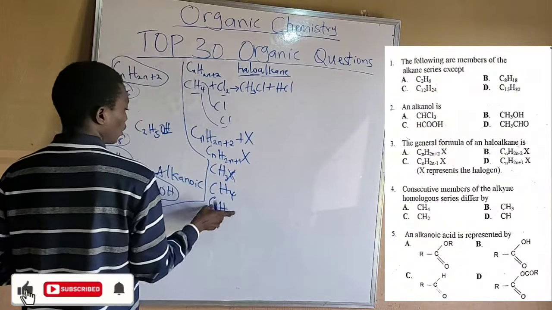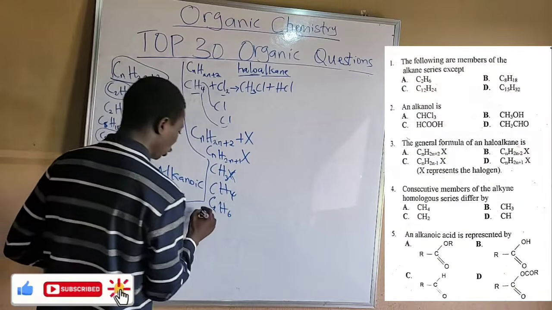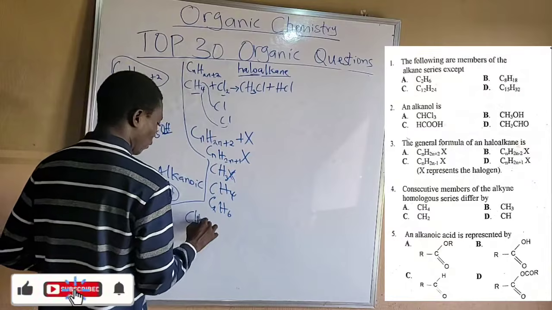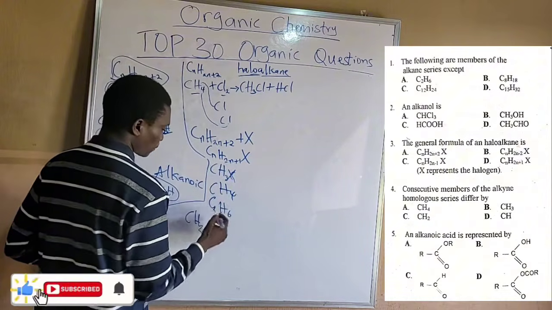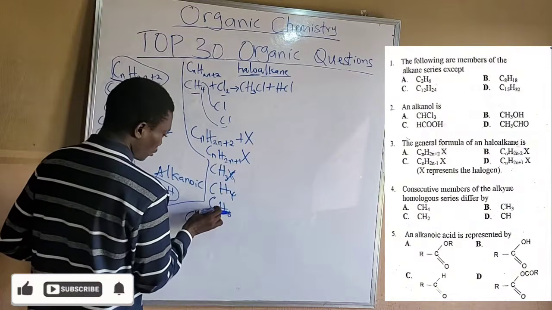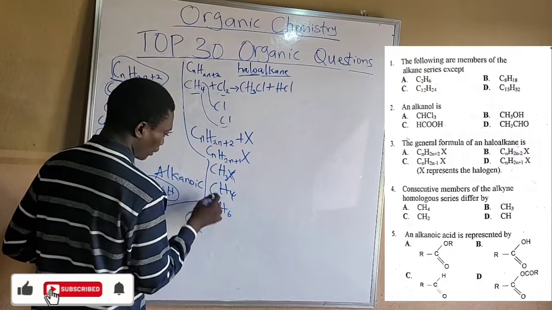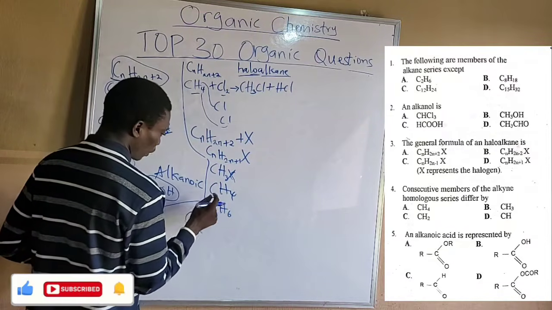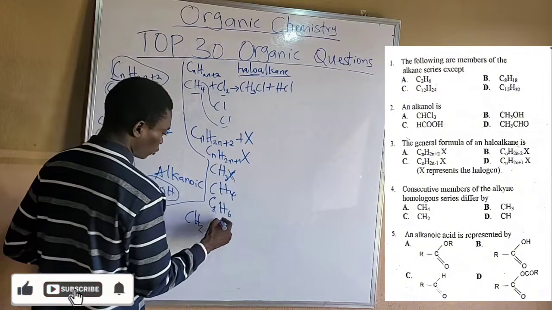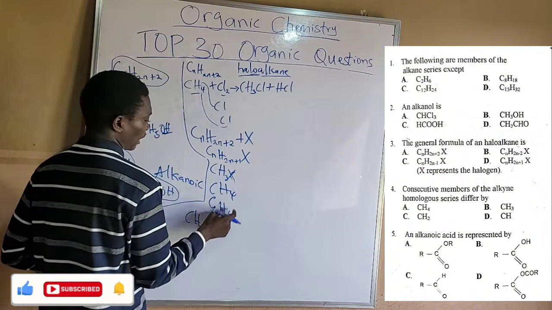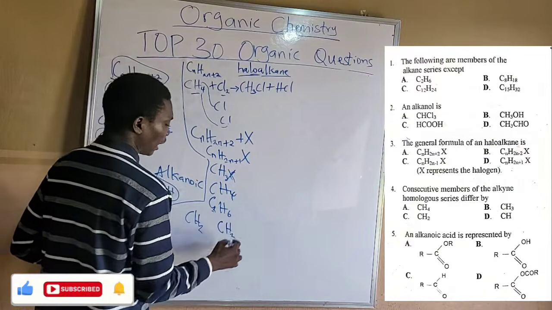Now, these are the first 2 members. They differ by CH2. Take note. Why is it CH2? Let's subtract this from this. We have 2 carbons here and 1 carbon. 2 minus 1, you know we have 2 carbons present here. When you subtract this 1 carbon from it, you are still left with 1 carbon. We have 6 hydrogen and 4 hydrogen. When you subtract 4 from 6, you have what? 2. So they differ by CH2.